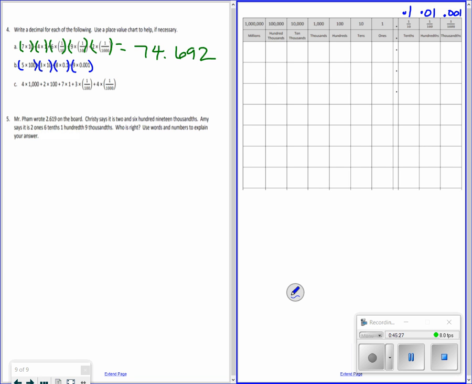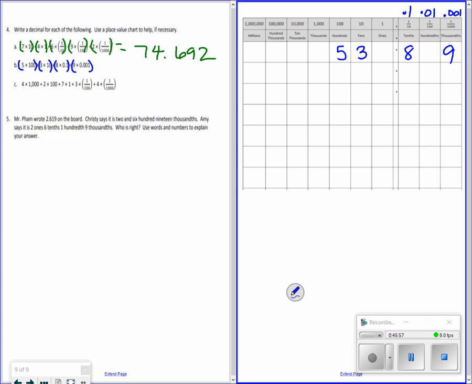So with 5 copies of 100, I'm going to put 5 in the hundreds place. 3 copies of 10. 3 in the tens. 8 copies of 1/10. 8. Is that a 9? 9 copies of 1/1,000.